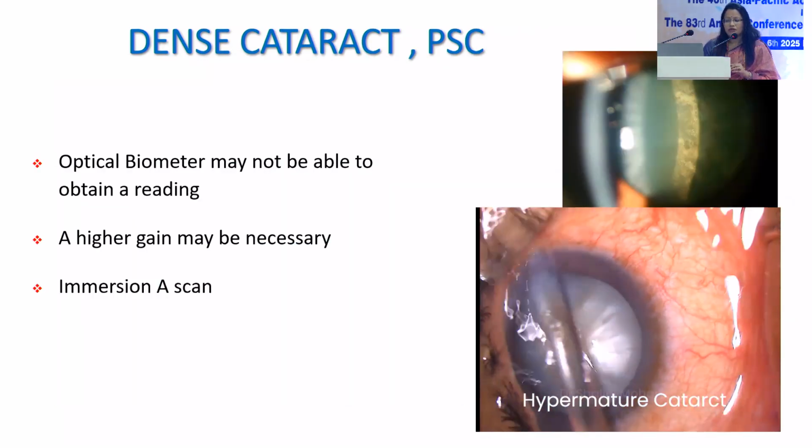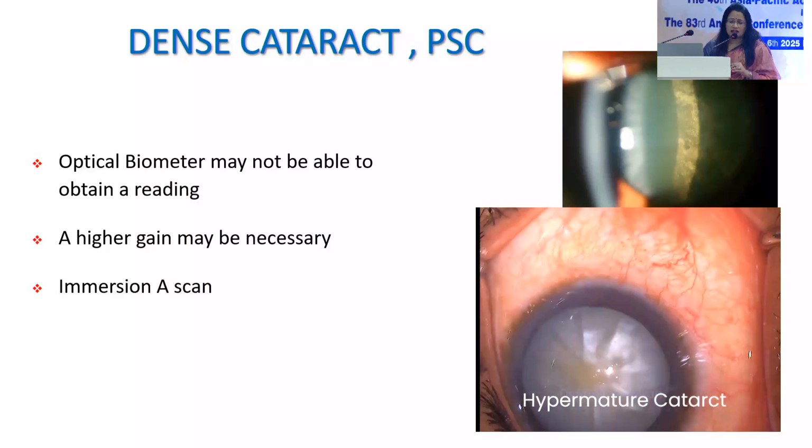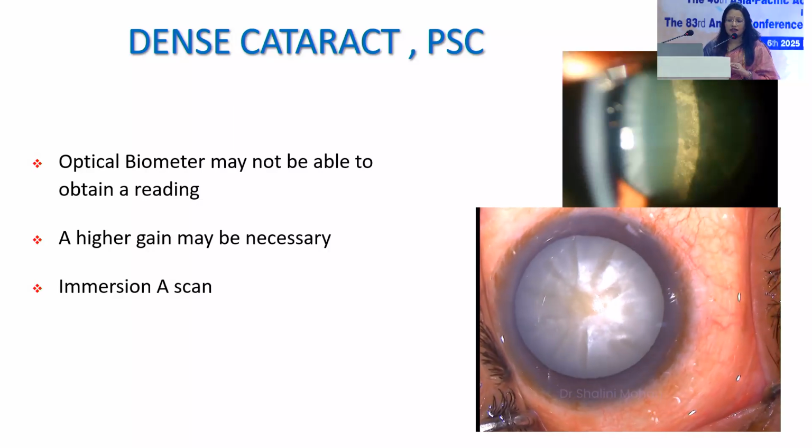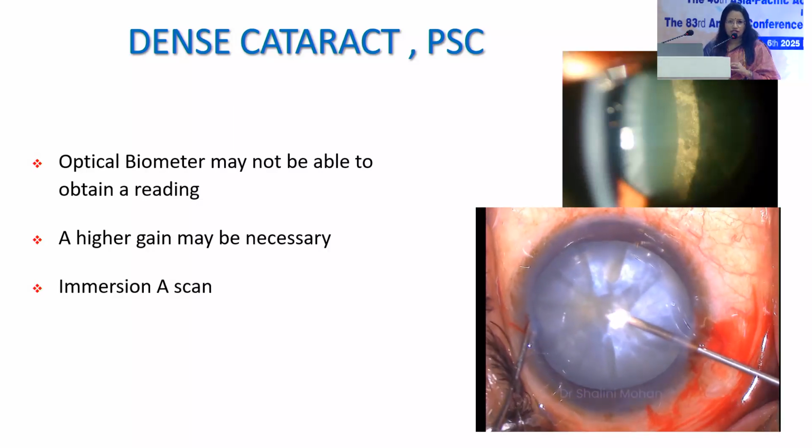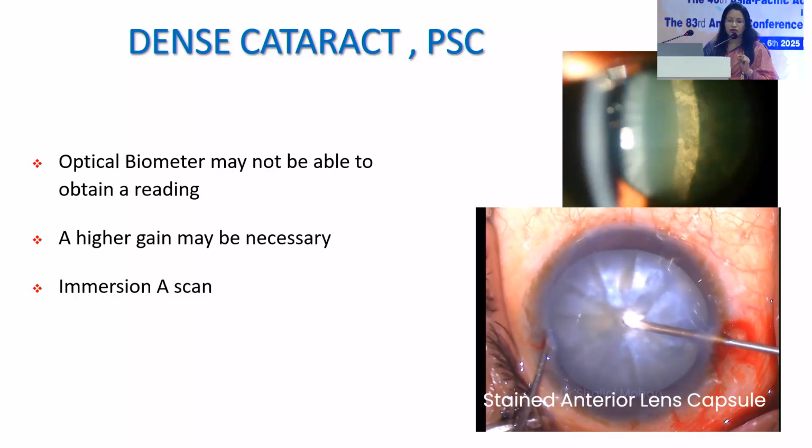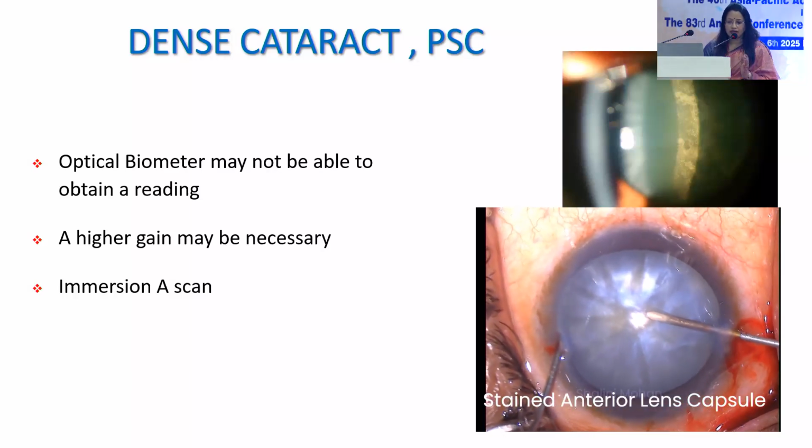So if optical biometers are not available, like in hard cataract or mature cataracts and dense PSC, you can do immersion A scan, and you can also increase the gain to get those readings.